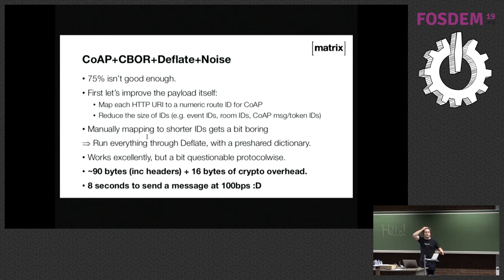It's a disaster for a protocol, because you're basically saying, hey, to talk low bandwidth Matrix, everybody has to implement the same deflate library using the same deflate dictionary. And you can imagine how fragile that is. But it means we can get down to 90 bytes plus 16 bytes of crypto overhead, so 8 seconds to send a message, 100 bits a second.